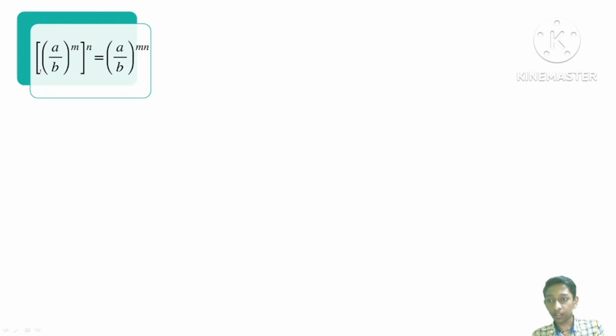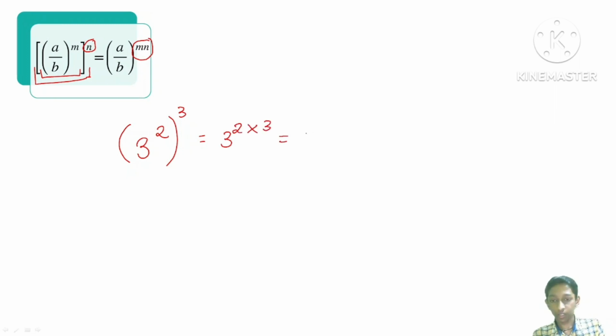In the second law, there is a power which is again raised to an exponent. Then we have to multiply those two exponents. Let's take an example. 3 raised to the power of 2 whole raised to the power of 3. This we should write as 3 raised to the power of 2 into 3, which is equal to 3 raised to the power of 6.